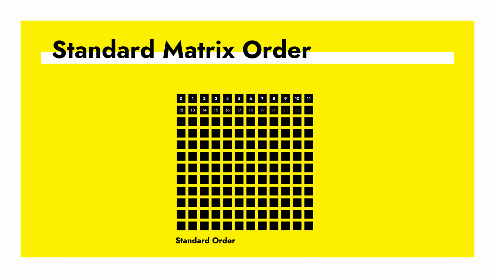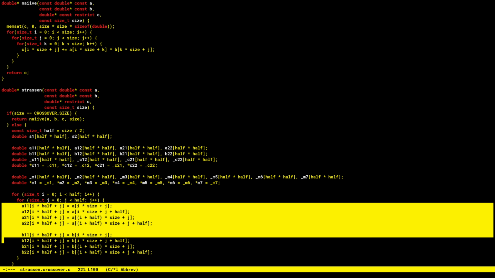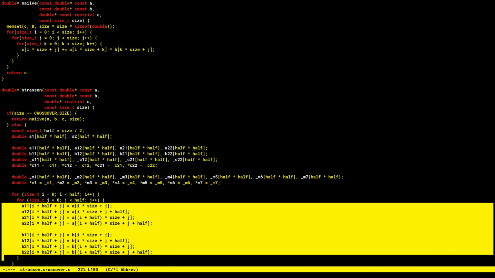In all previous versions, our matrices were laid out in memory like this. The nth element of the array would be the nth element in the matrix if you read it like a book, top to bottom, left to right. This means the quadrants of the matrix are spread out all over the array, and we have to copy them into a temporary array where they're all together, repeating recursively until we reach our crossover point.